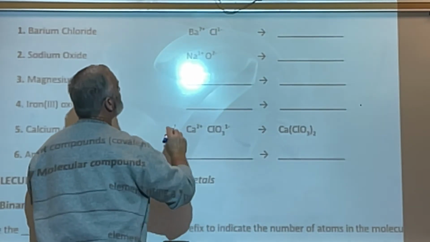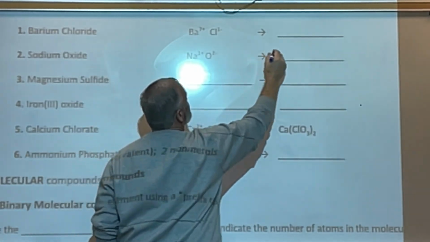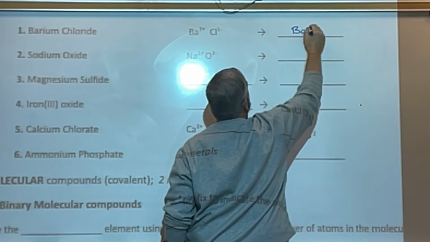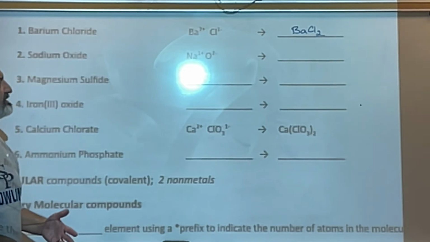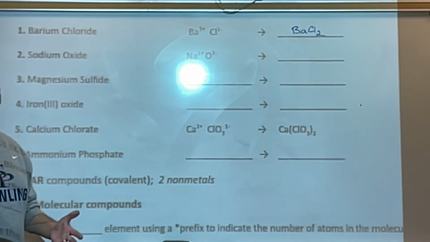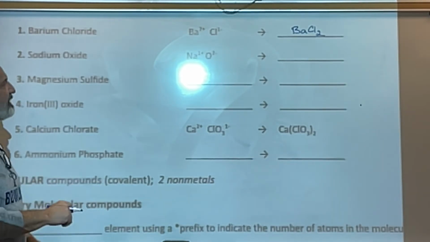So +2 and -1, and so I'm going to say the formula is BaCl2, because I need 2 chlorides to balance out the 1 barium, because I need to make the sum of the charges equal to 0. That's what we're talking about, crisscross.